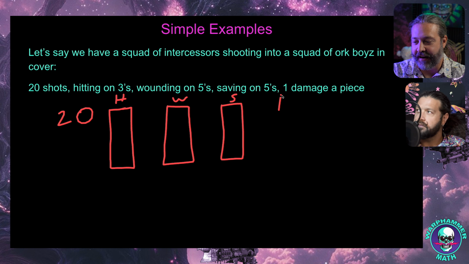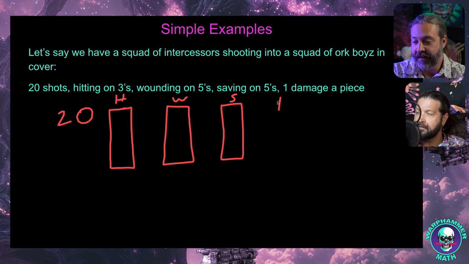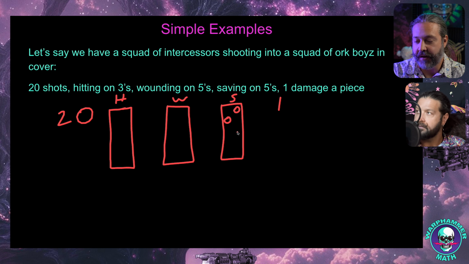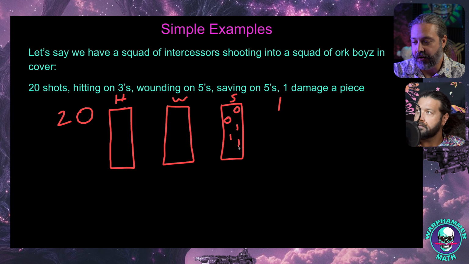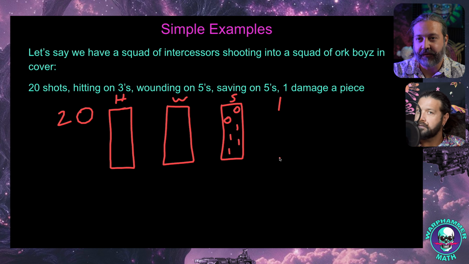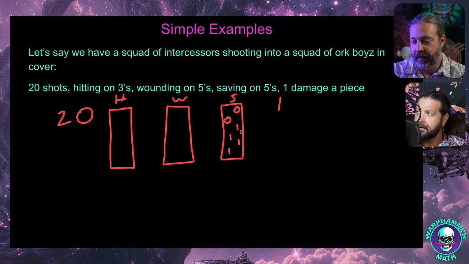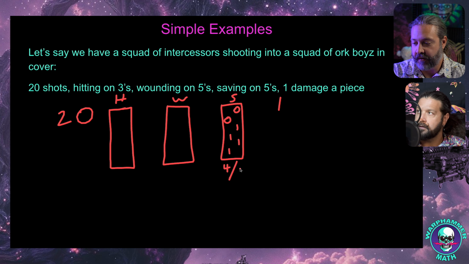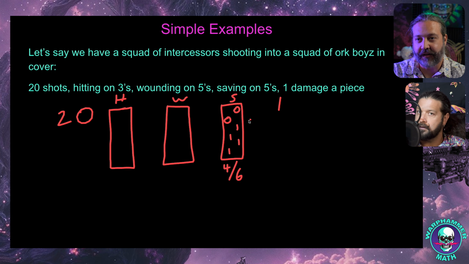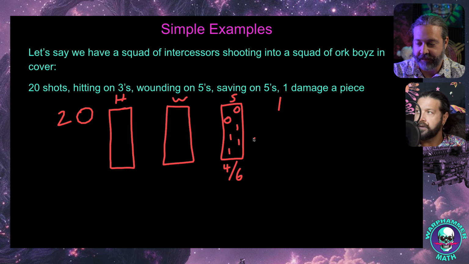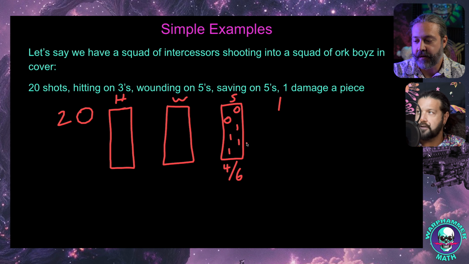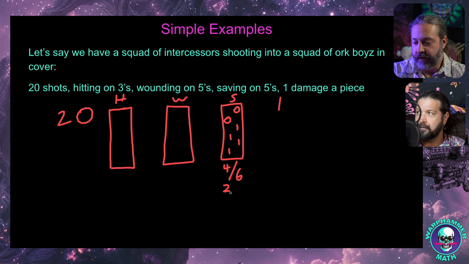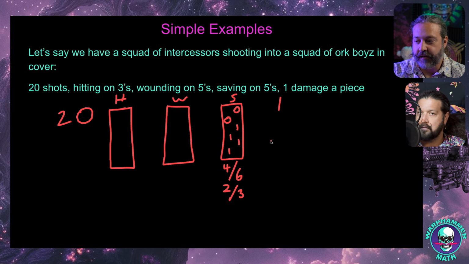So let's say your opponent is saving on 5s. If they roll a 6, you get nothing. They roll a 5, you get nothing. But if they roll anything less than that, you get 1 roll through the saves. So in this case, we would have 4 out of the possible 6. So 4/6 of your dice are going to pass the save gate. This is from the perspective of the attacker. Again, you can reduce this to 2/3, but it's not really necessary.